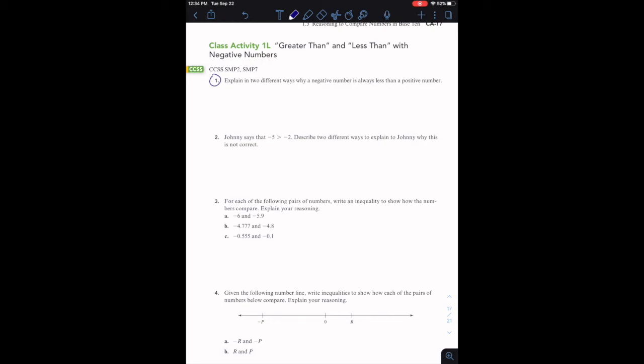So Johnny says that negative 5 is greater than negative 2. Explain 2 different ways to explain to Johnny why this is not correct. I would like you to use the number line as one of your methods, and let's say money as the other method. But if you have a method other than money you'd like to use, you're more than welcome to.